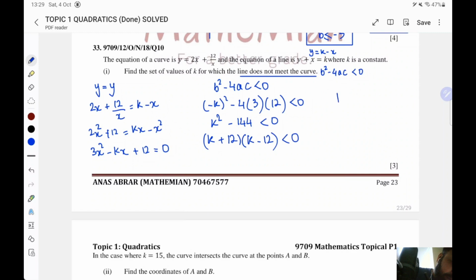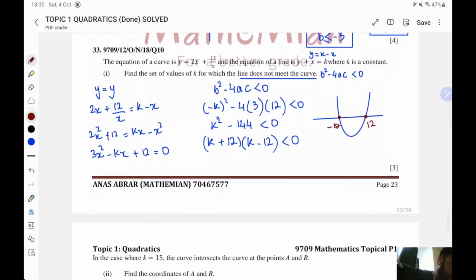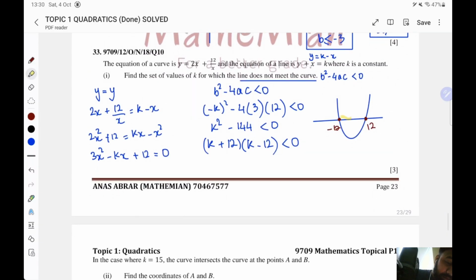If I sketch the graph, the critical values are going to be minus 12 and plus 12. Since the inequality says less than 0, the region is below the x-axis. So the region below the x-axis means that minus 12 is less than k and k is less than 12. These are the set of values for k.